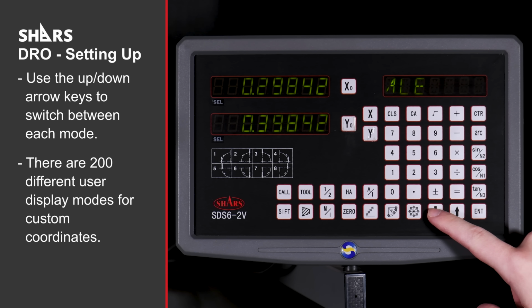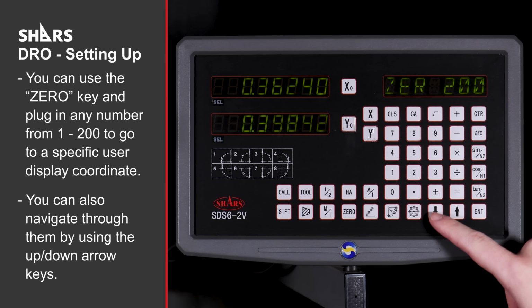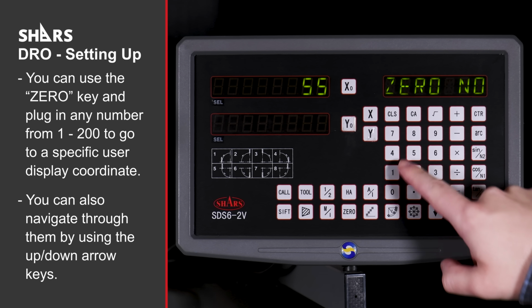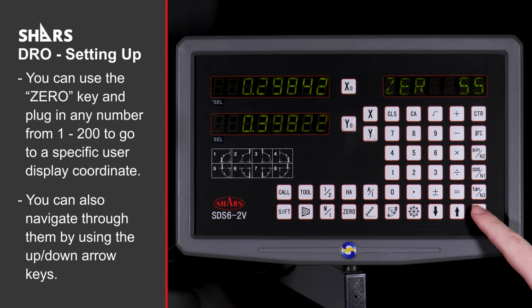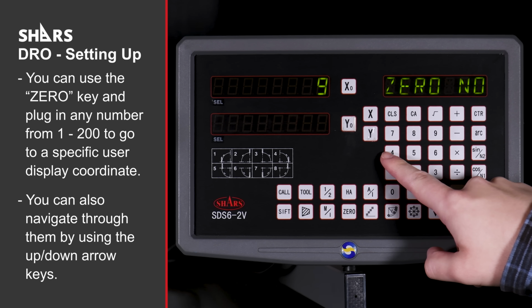For the 0 or user mode, there are 200 different custom coordinates you can set to switch between. Pressing the 0 key and plugging in any number between 1 and 200 will navigate to that specific display coordinate. You can also navigate through all 200 coordinates with the up and down arrow keys.